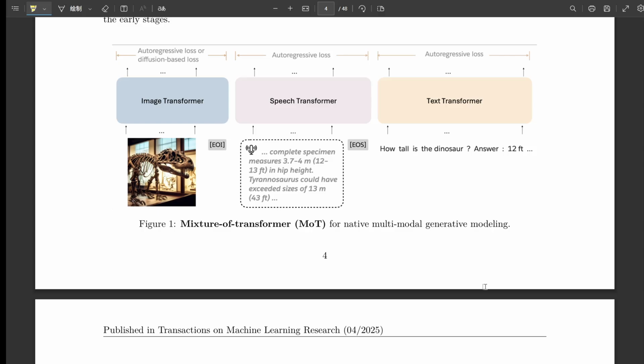I think Figure 1 in the paper shows this quite clearly, these separate blocks for image, speech, text transformers. Exactly. And a really critical part of this design is that each of these modality-specific transformers can be trained with the loss function that's best suited for that data type. So for instance, the image transformer might use a diffusion-based loss that's really good for generating high-quality images. It learns by reversing noise, basically. Whereas the text transformer would likely use an autoregressive loss, predicting the next word. You just wouldn't train a vision model the same way you train a language model.